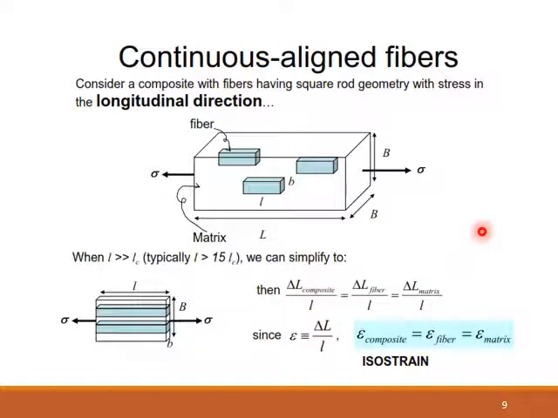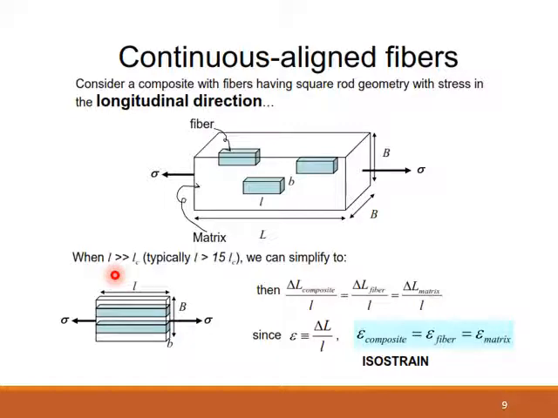For us to estimate the properties of the composite, we are going to start from the easiest one, understanding the properties based on a continuous fiber orientation. So for a continuous and aligned fiber, this is what you have. The fiber is the colored part, and the white part is the matrix. Consider a composite with fiber having a square rod geometry, with stress applied in line with the fiber orientation. Remember, we are talking about a continuous fiber, meaning the length of the fiber is greater than LC.